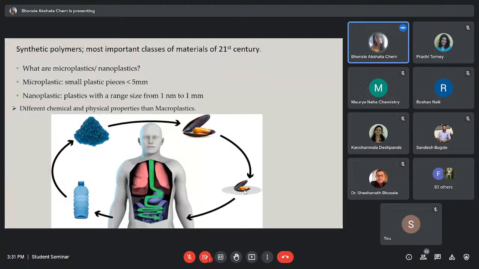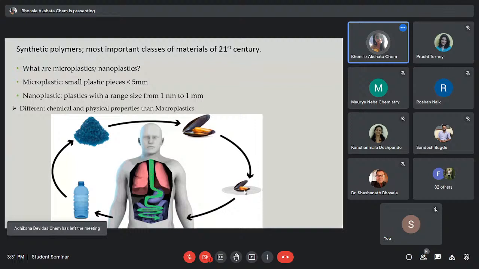Now these nanoplastics or microplastics have chemical and physical properties different from those of the macroplastics by virtue of their increased surface area because of reduced size. So their reactivity to different substances in our ecosystem, their ability to leach into the food, their ability to climb the food chain, everything changes because of their reduced size.